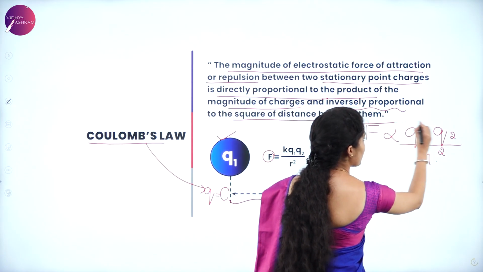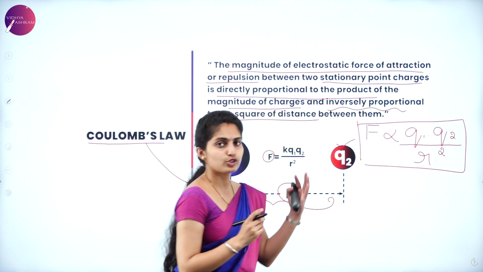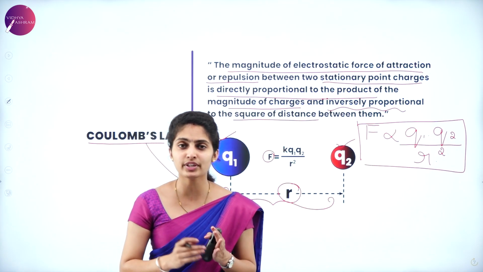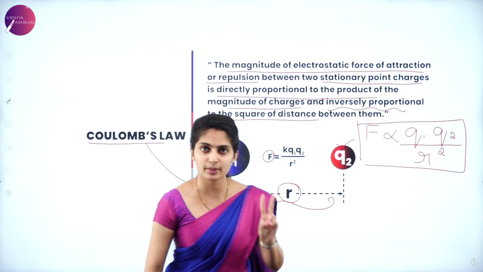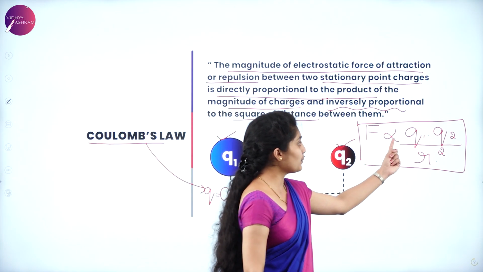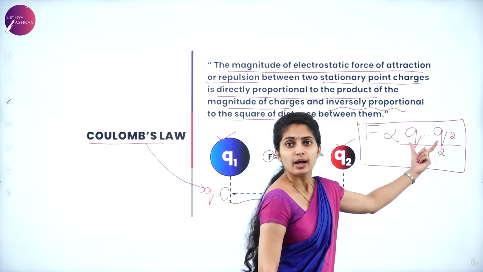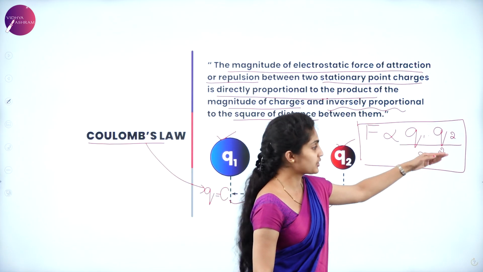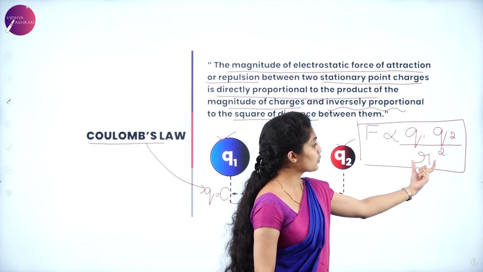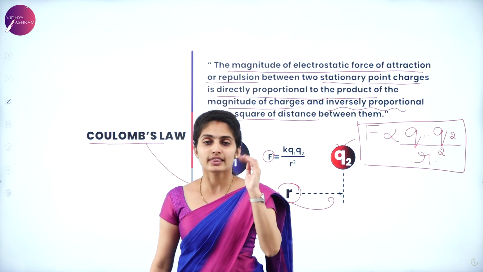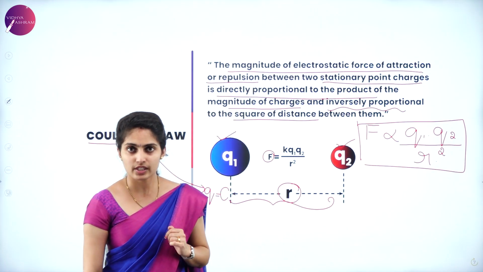So that is all about Coulomb's law. The force of attraction or repulsion between two stationary point charges is directly proportional to the product of the magnitudes of the two charges and inversely proportional to the square of the distance between them. That is all about Coulomb's law.